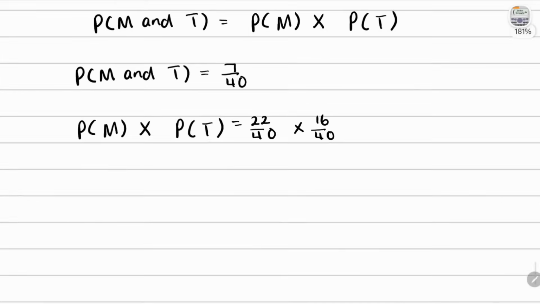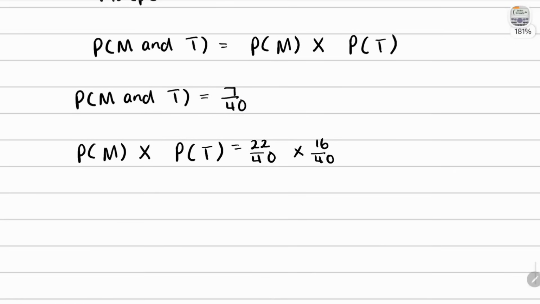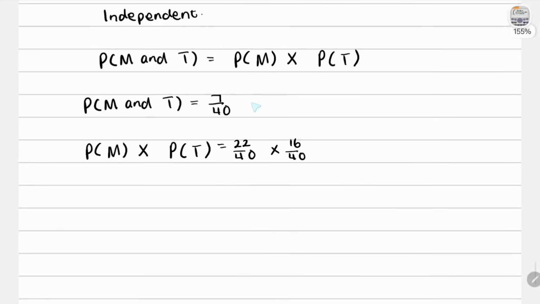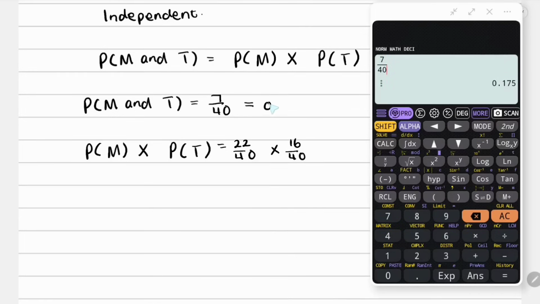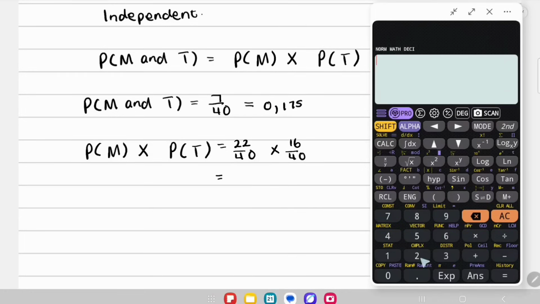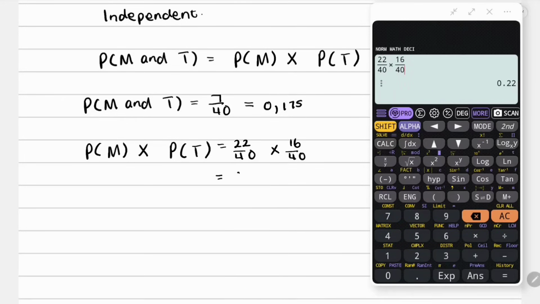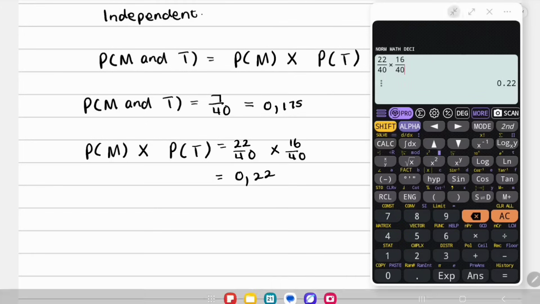And we just have to check if it actually does give you the same answer. So here you can actually find this as a decimal. It's better like that so that you can better understand what that number is. Okay, so 7 over 40 is 0.175. And then let's see what we get here. If we say 22 over 40 multiplied by 16 over 40, what do we get? We get 0.22. You see how those are not the same numbers?